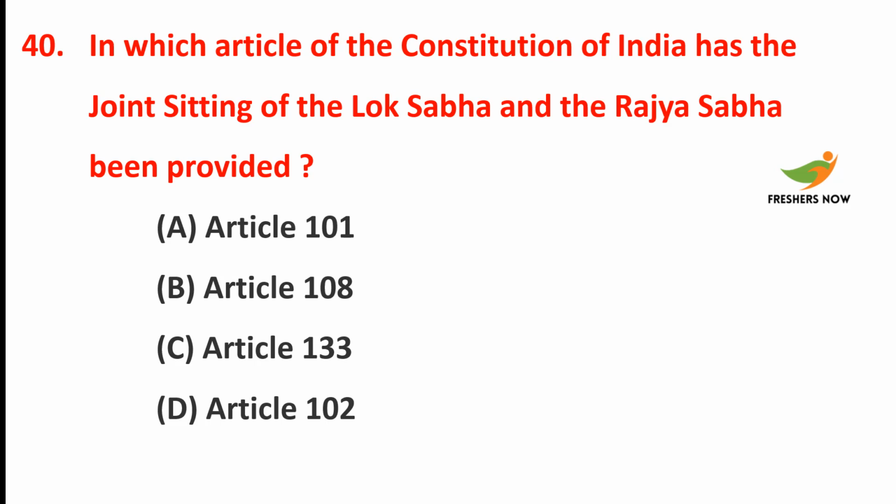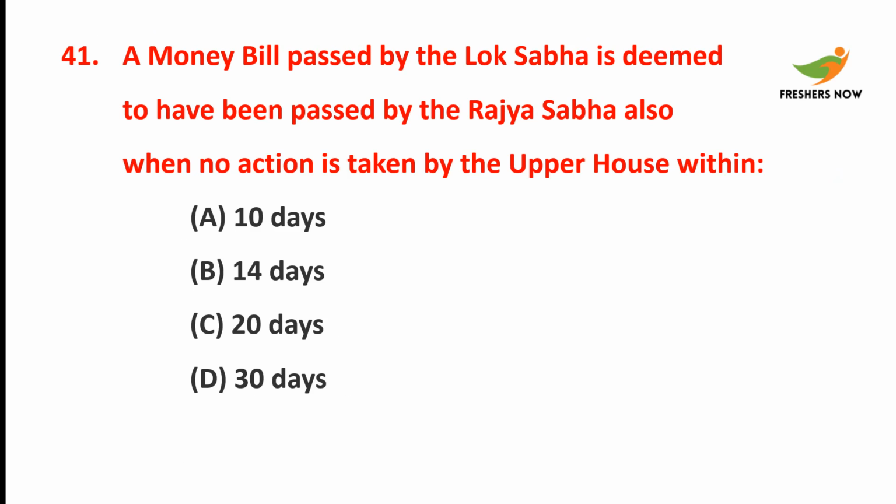40th question. In which article of the Constitution of India has the joint sitting of the Lok Sabha and the Rajya Sabha been provided? And the answer is B, Article 108. 41st question. A money bill passed by the Lok Sabha is deemed to have been passed by the Rajya Sabha also when no action is taken by the upper house within. And the answer is B, 14 days.